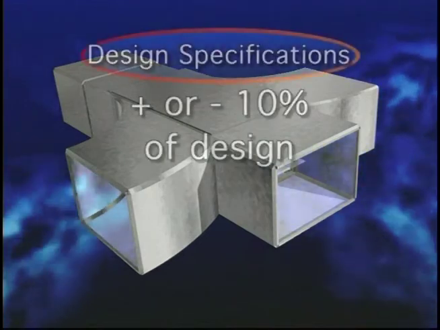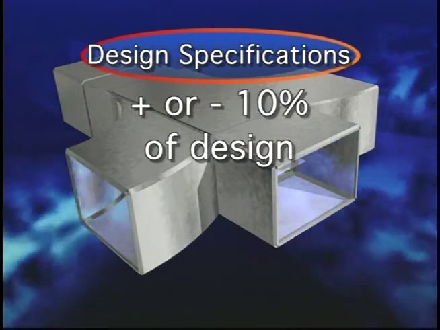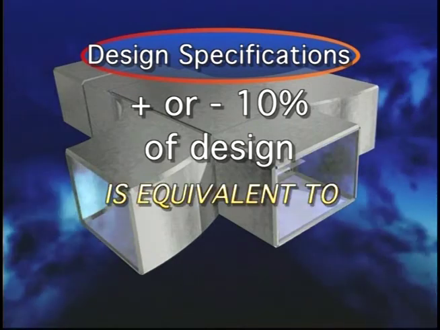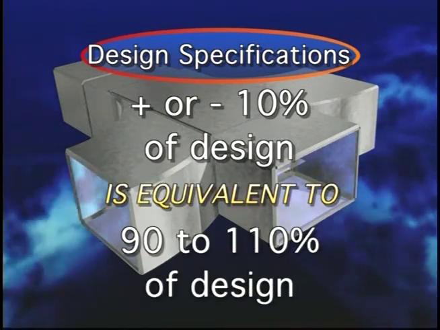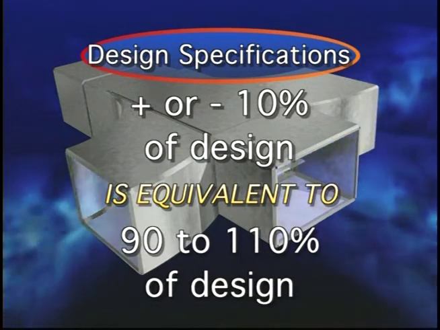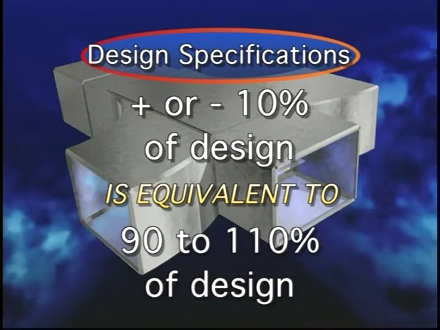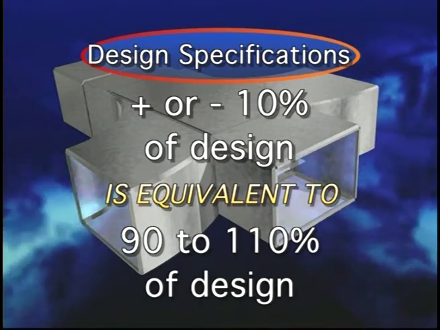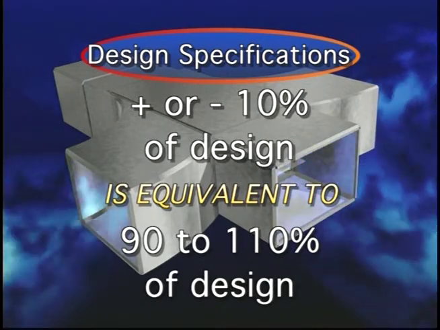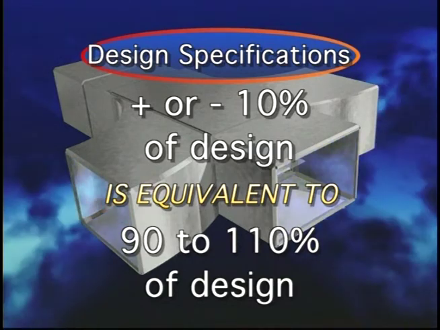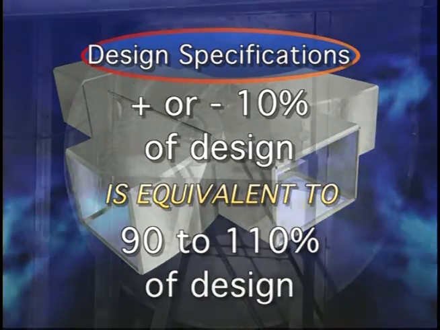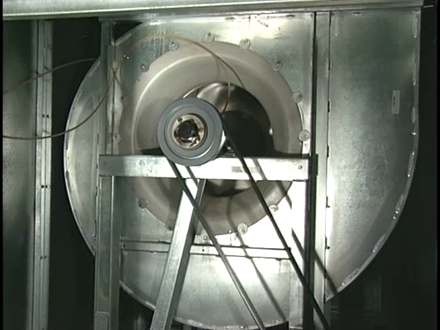On most TAB projects, the specifications call for balancing the system at plus or minus 10% of design. Another way of saying this is 90 to 110% of design. However, if the total air is greater than 20% above design, or in other words, 120% of design, the technician may decide to reduce the fan speed to bring the air volume down to 10 to 15% above design. If, however, the measured airflow is below design, the technician will increase the fan speed to bring the airflow as close to 110% of design as possible.